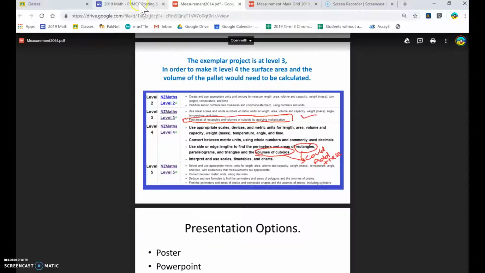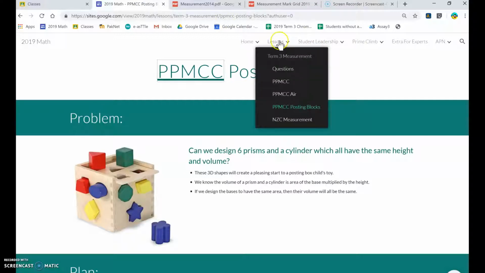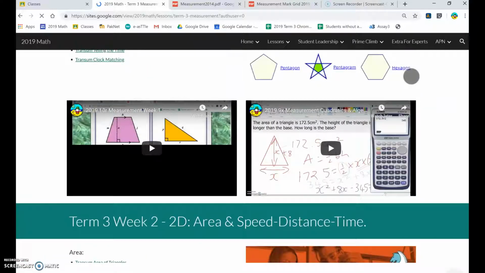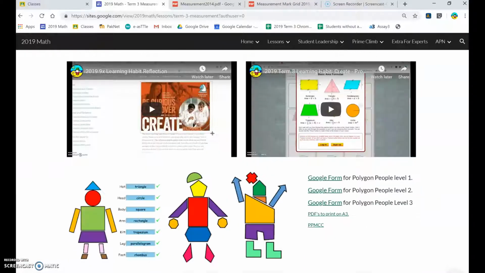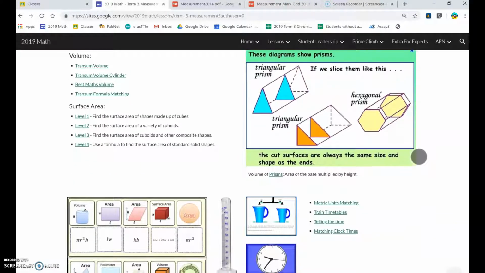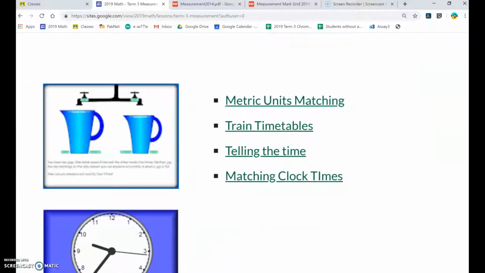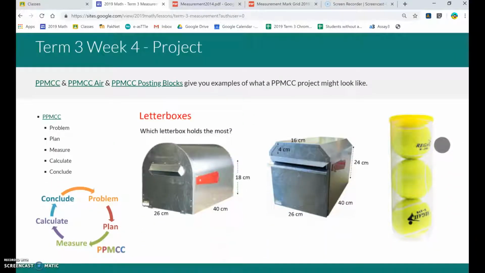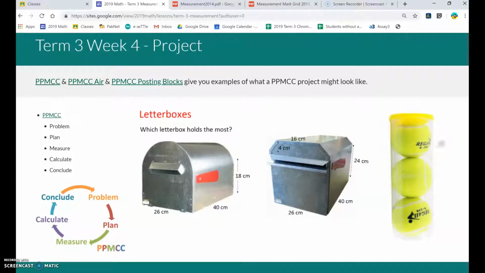So if I go back to my Google site, if we go to measurement, term 3 measurement here, you can see we have done week 1 and week 2. We are now in week 3, so we're focusing on volume and surface area, but also these skills here are going to be in the test, so we've got to focus on that as well. And there you've got all the links about the project for week 4. So week 4 is studying and the project.